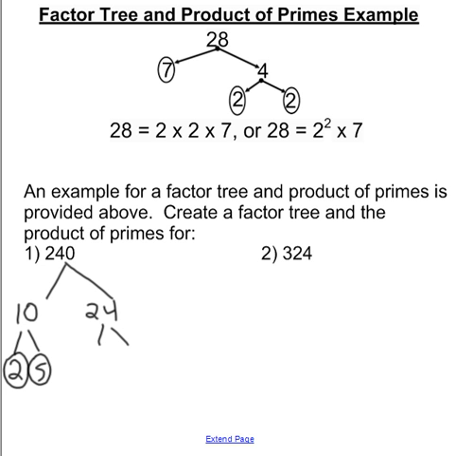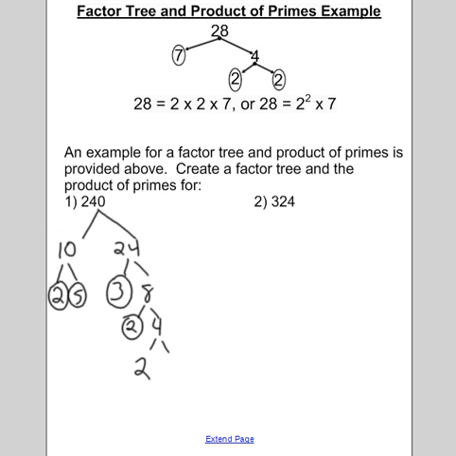24 I could split up as 3 times 8. 3 is a prime. 8 I could split up as 2 times 4. And I know 2 is a prime. And 4 I could split up as 2 and 2. And those two are primes.